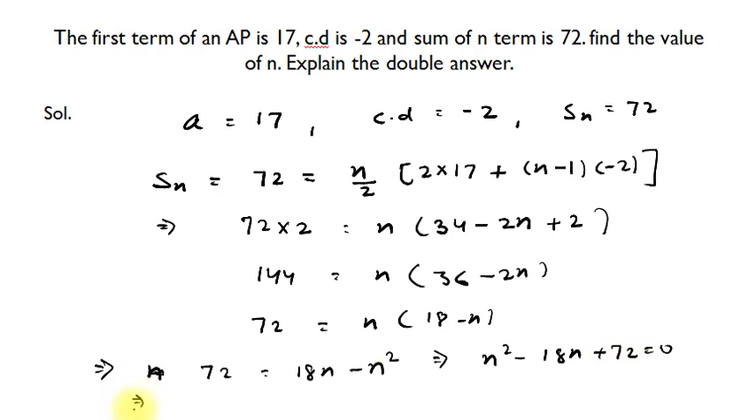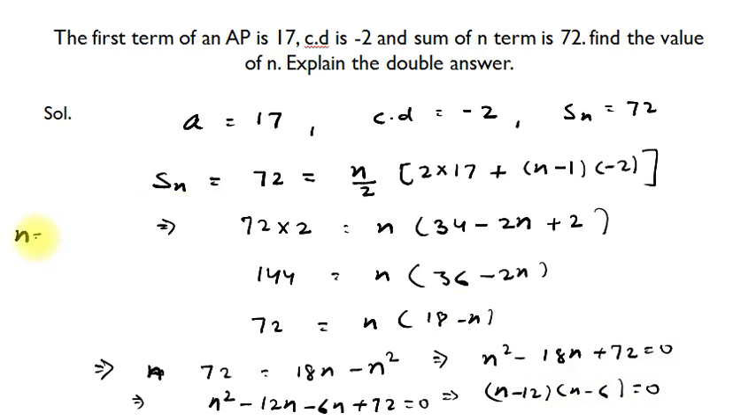So further we split the middle term, so we can write n square minus 12n minus 6n plus 72 is equal to 0, and if we take n common in this, we factor n minus 12 into n minus 6. So we have two values, and this is equal to 0. So n is equal to 12 and n is equal to 6, right? So this is the answer of the given question.